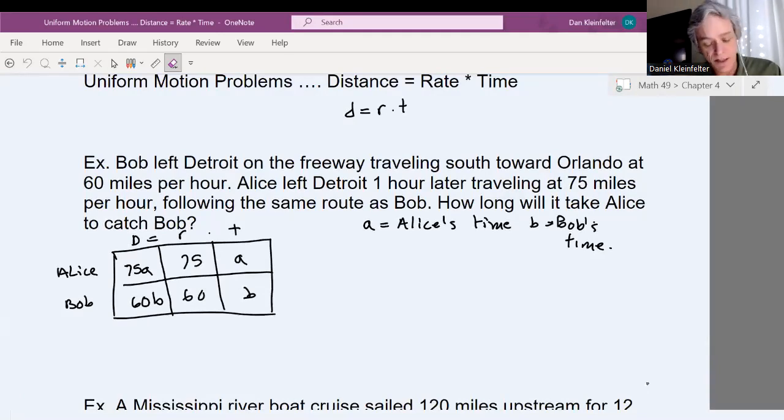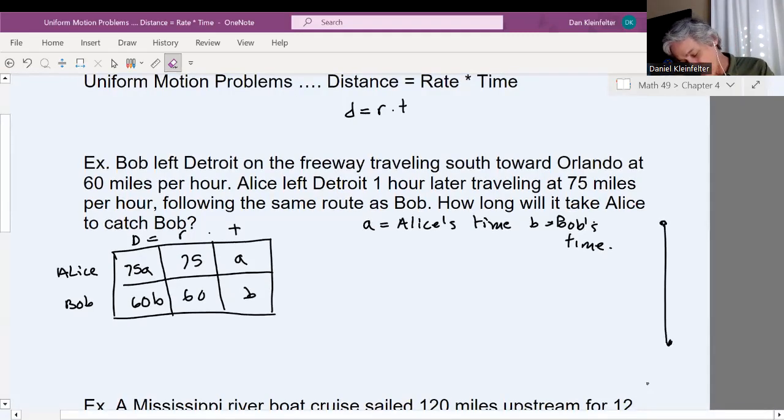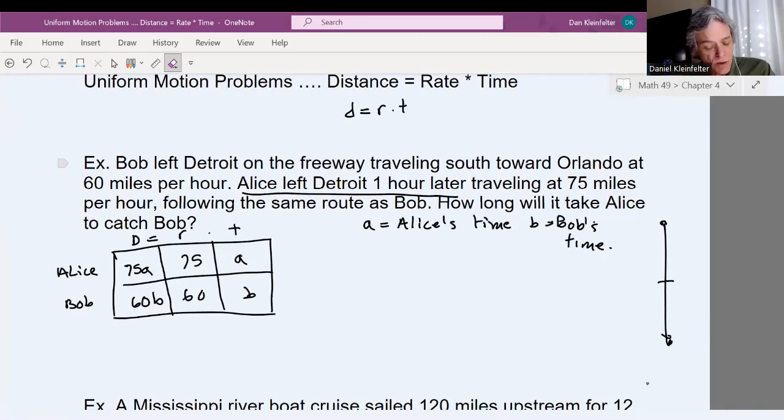All right, so then we need to turn this information into two equations. So the first part, Bob leaving Detroit, traveling south toward Orlando, they go in the same direction. And so we want to know when Alice is going to catch up. She's leaving from the same start and headed for the same destination. So they're both going from north to south. He gets a head start though. So the amount of time that Alice spends on the road is going to be 1 hour less. So Alice left Detroit 1 hour later. So Alice's time will be Bob's time minus one.